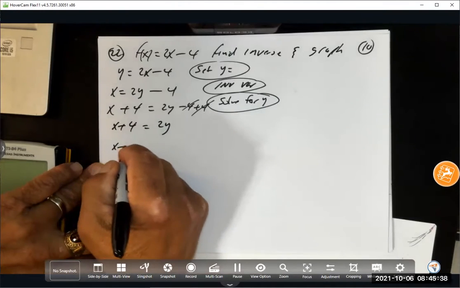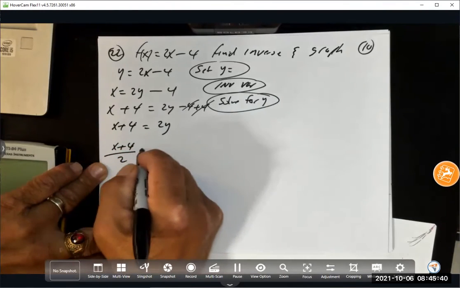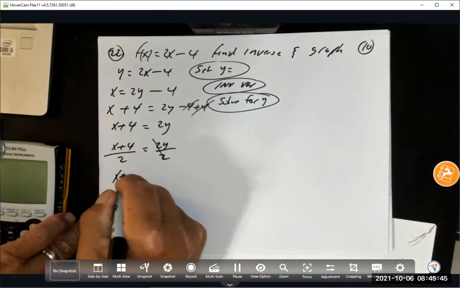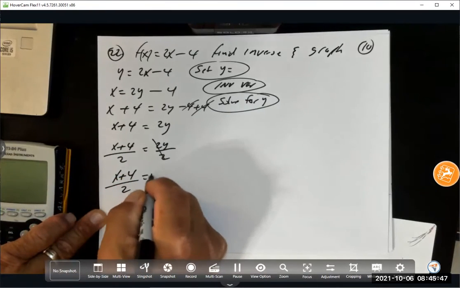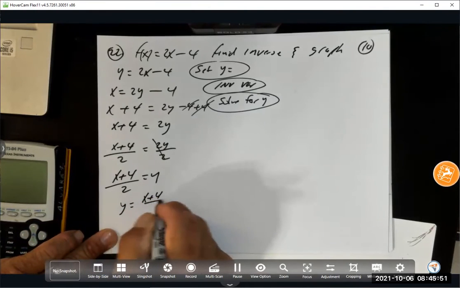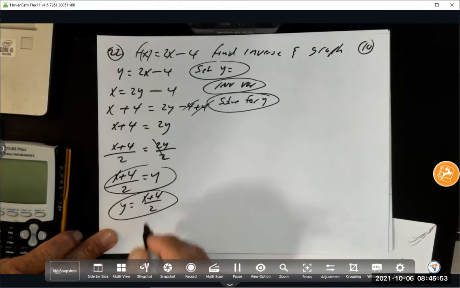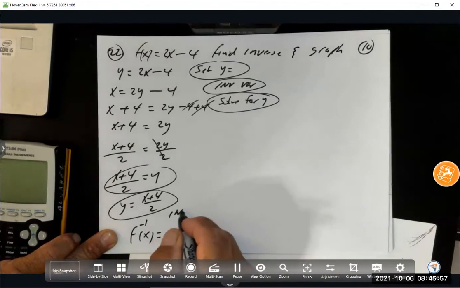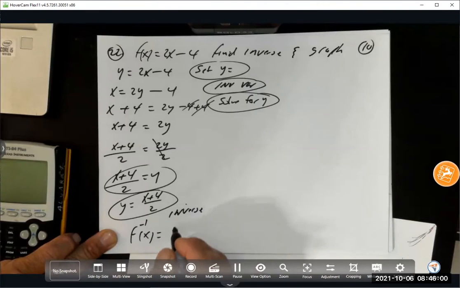So x plus 4 equals 2y. Now I got x plus 4 divided by 2 and 2y divided by 2. I know these are gone. So x plus 4 over 2 is the y. Or flip it, y equals x plus 4 over 2. And this is the inverse one. That's how they write it, okay? The inverse is x plus 4 all over 2.